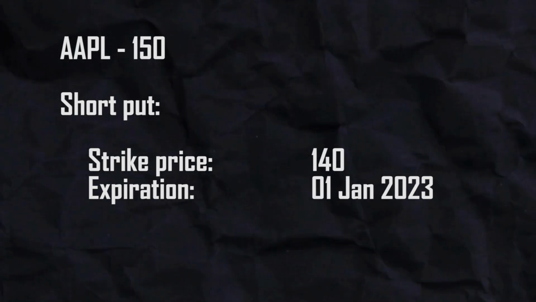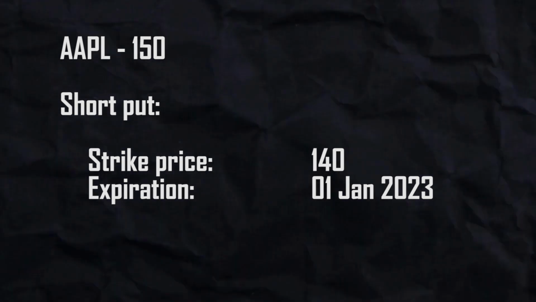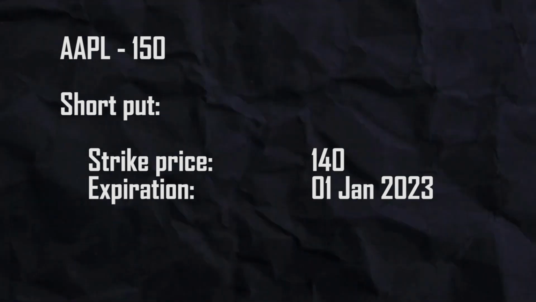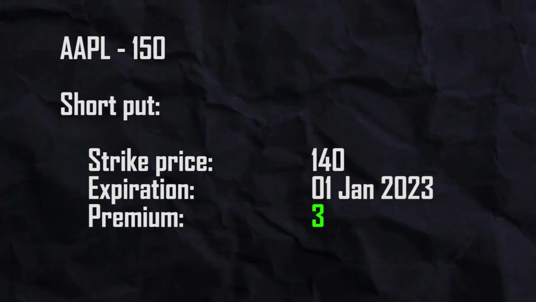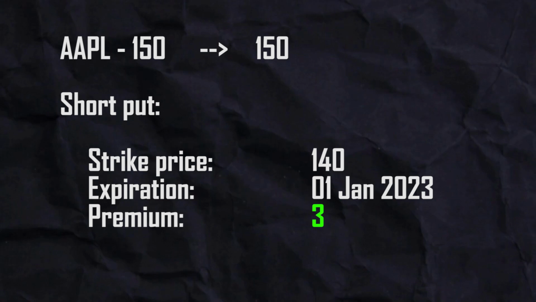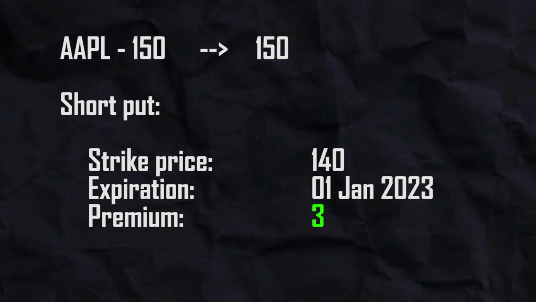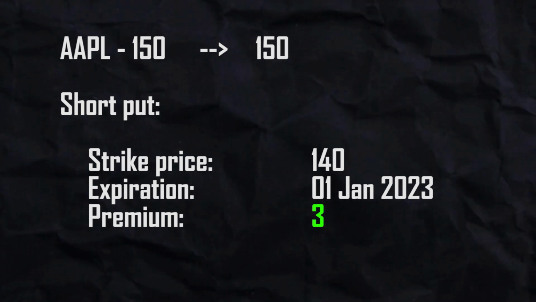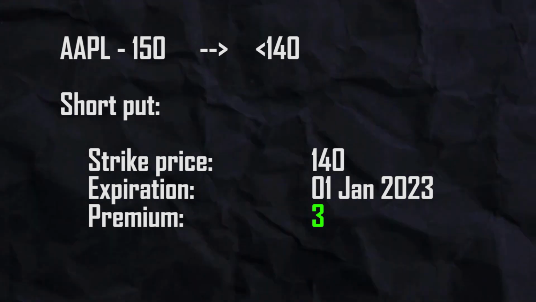So let's look at the Apple example again. Let's say we sold a put option that expires on 1st of January with a strike price of $140. For selling this put option, we received $3 per share. If Apple continues to trade at $150 at expiration date, the put option won't be exercised and we therefore keep the $3 premium we received and don't need to buy any shares.